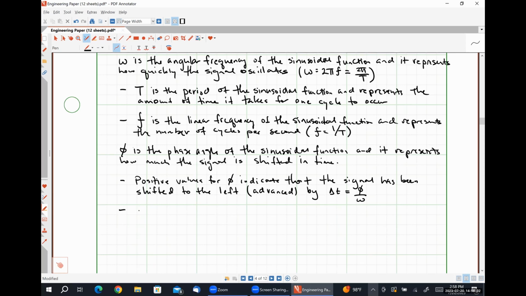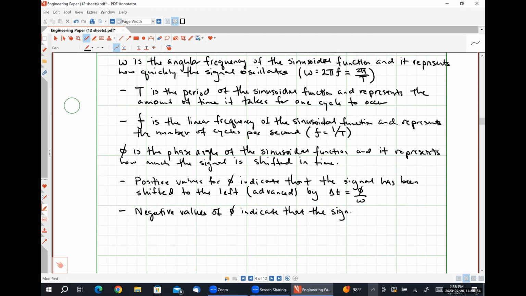Negative values of phi indicate that the signal has been shifted to the right, or delayed, by some amount of time that is phi over omega.